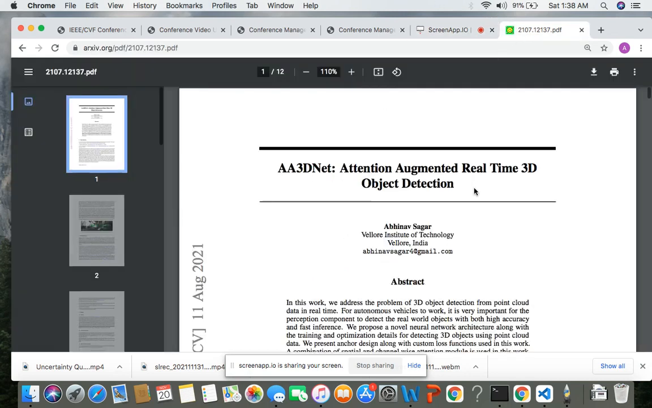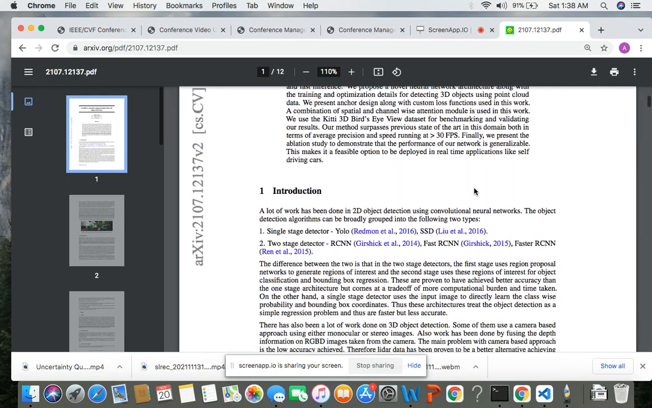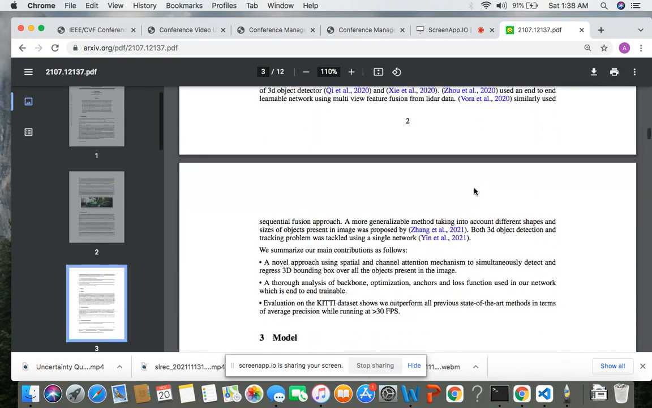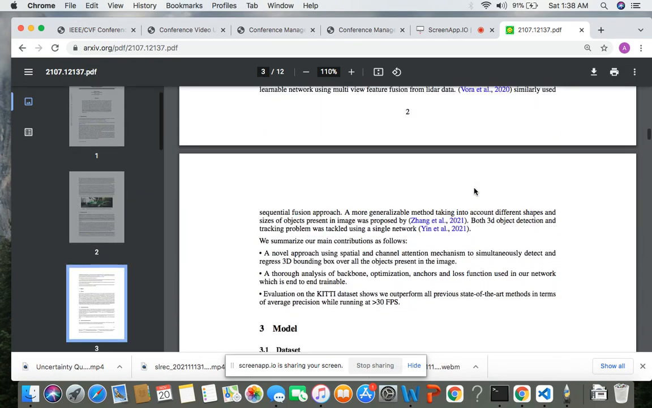Hi everyone. In this video, I'll be presenting my research paper on 3D object detection using attention augmented networks. As a brief overview, in this work, we use a combination of spatial and channel attention modules to both detect as well as regress the 3D bounding box over all the individual objects present in the image.